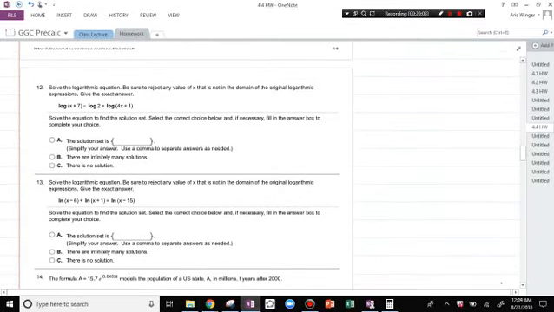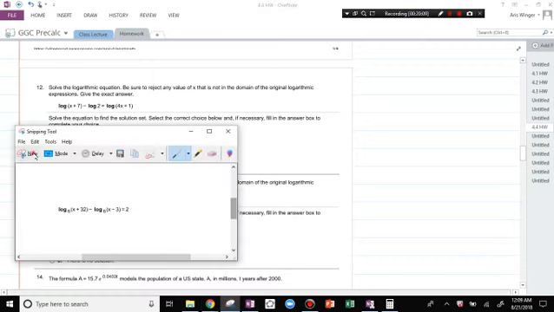Here we're still going to continue to use log rules, and then at the end we're going to do something that was analogous to what we did for exponential functions.